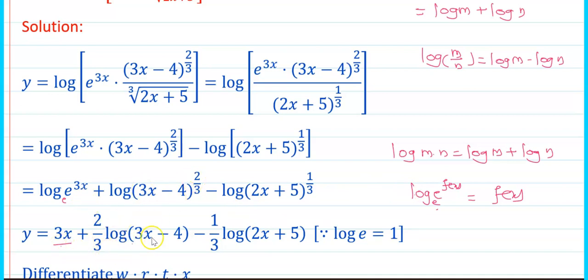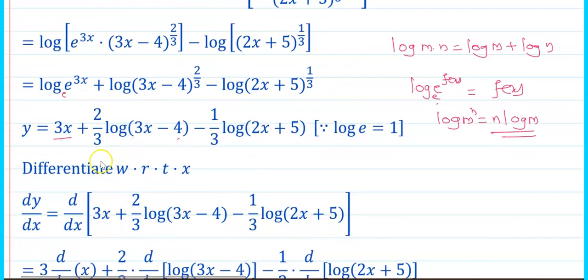2 by 3 log of (3x minus 4). Okay, again one more rule. What about that? The log of m raised to n is equal to n times log of m. Okay, and this is the rule. Similarly here, 2 by 3 log of (3x minus 4), 1 by 3 log of (2x plus 5), and the log of e is 1 here. That log of e is 1. Next, we have got the total function in a very clear format. It has been simplified.